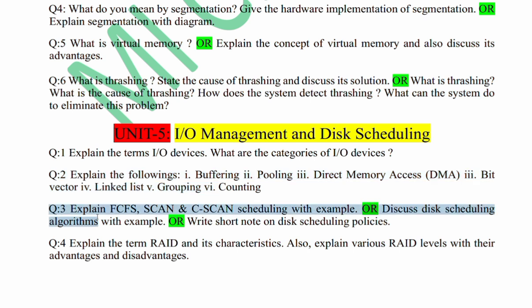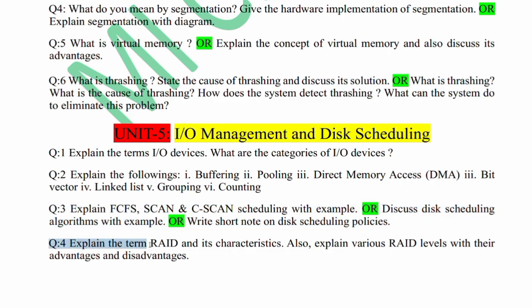The question number third is, explain FCFS, SCAN and C-SCAN scheduling with example, or discuss disk scheduling algorithms with example, or write a short note on disk scheduling policies.